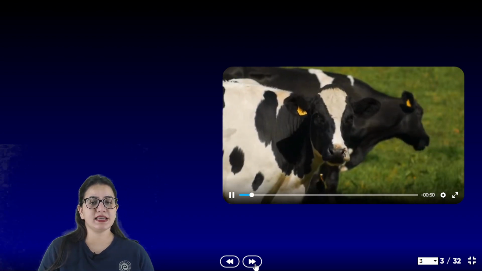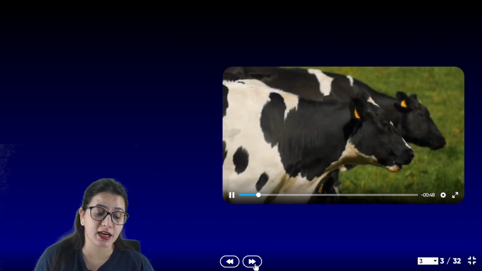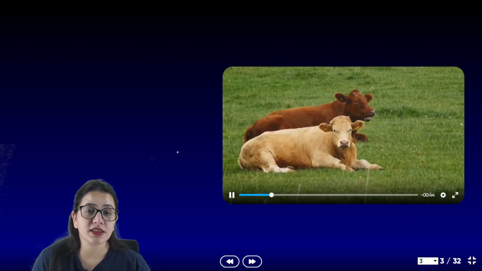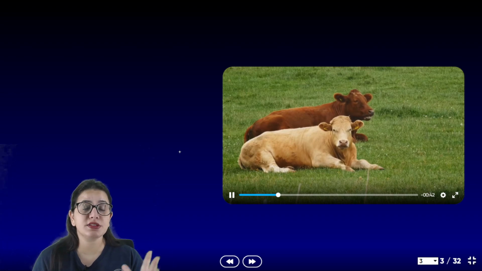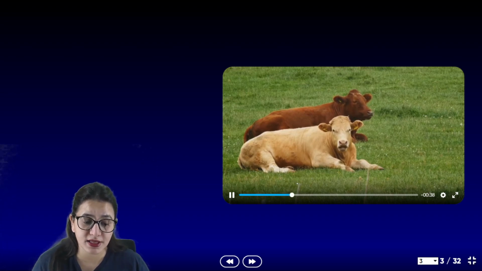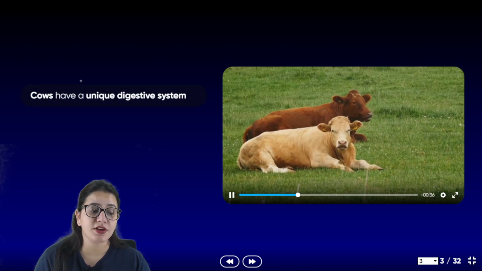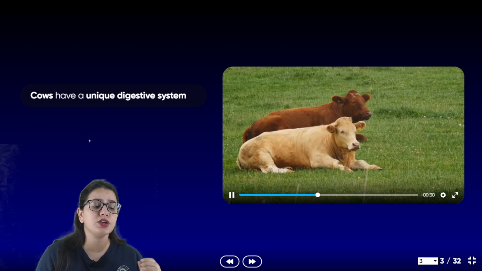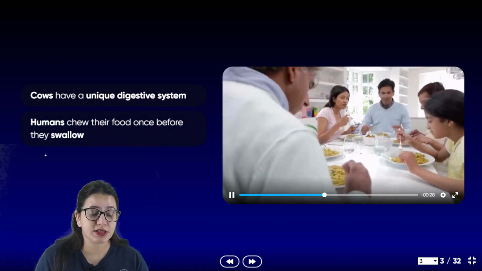So we're going to start with digestion in grass-eating animals. Why am I so concerned about grass-eating animals? As you can see, they have a different kind of digestive system, a different construction of the digestive system. Cows have a unique digestive system. Cows, goats, buffaloes, whatever animals eat grasses have a unique type of digestive system.